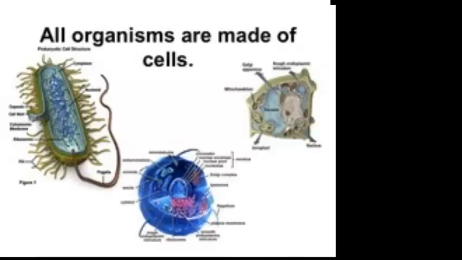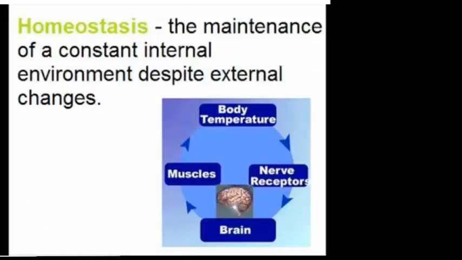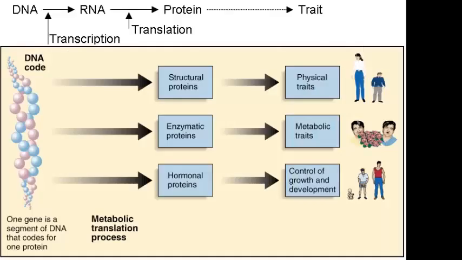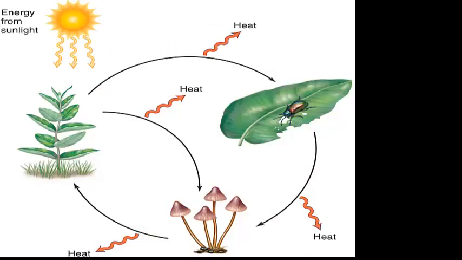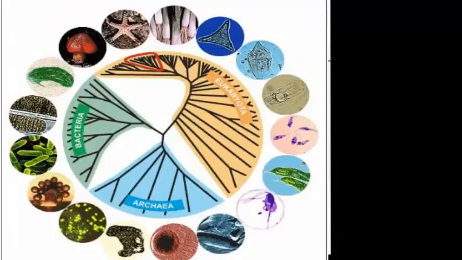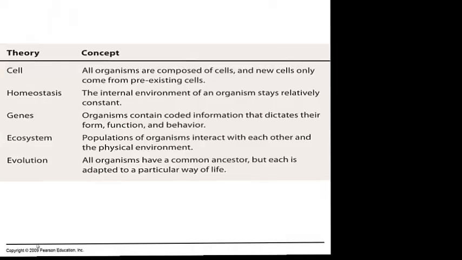The cell theory, that all organisms are composed of cells. Homeostasis, that organisms maintain an internal environment. The gene theory, organisms contain coded information that dictates their form, function, and behavior. Ecosystems, populations of organisms interact with each other and their physical environment. And then finally, evolution. All organisms have a common ancestor, but each is adapted to a particular way of life. We actually will touch on all of these theories as we move through the class.